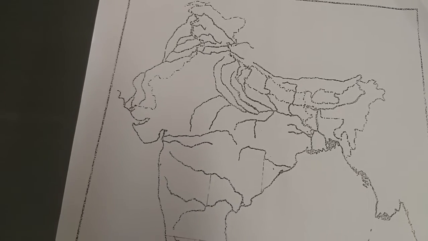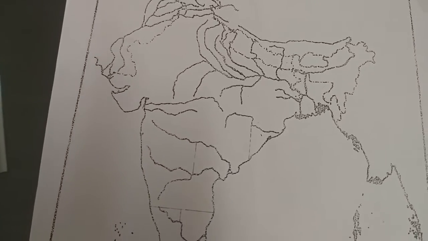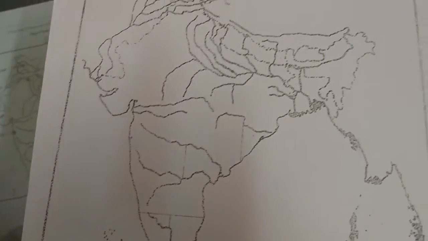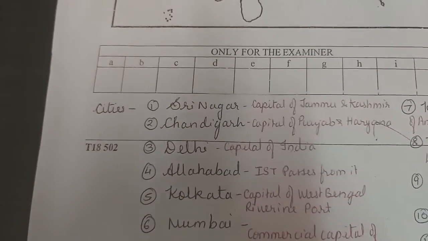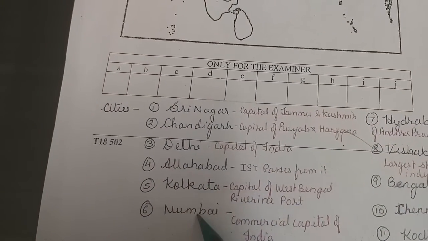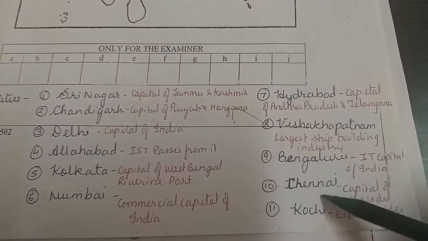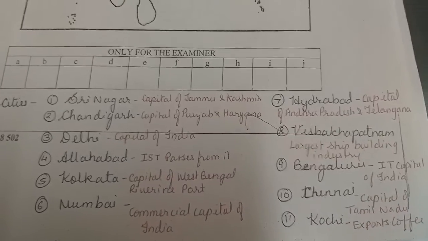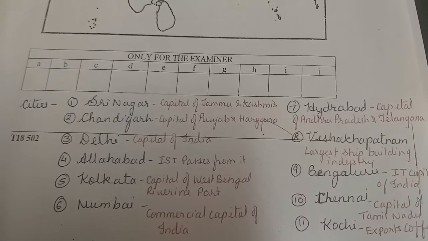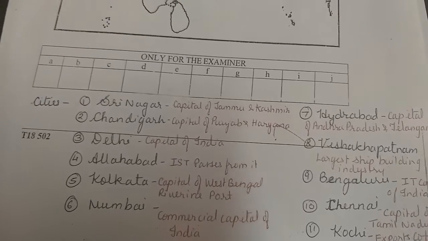Today, we are going to learn the map pointing of some cities. Before we go with the map pointing of the cities, let's see which cities we have to mark. The cities that we have to mark are Srinagar, Chandigarh, Delhi, Allahabad, Kolkata, Mumbai, Hyderabad, Visakhapatnam, Bengaluru, Chennai, and Kochi. Before marking the cities, remember we have to mark the cities with a small circle and fill that circle with red color.